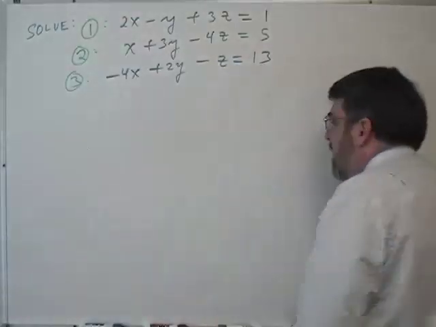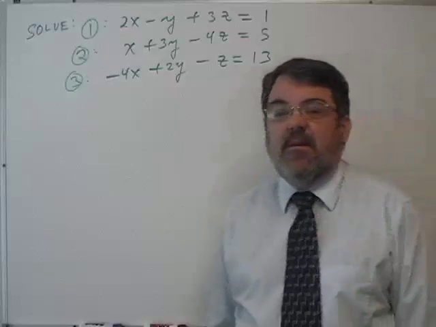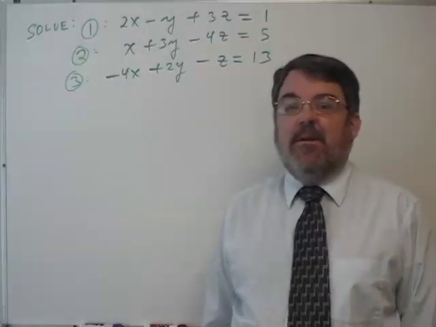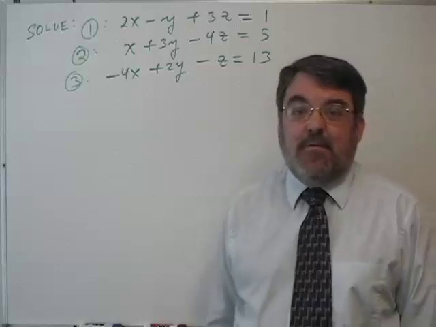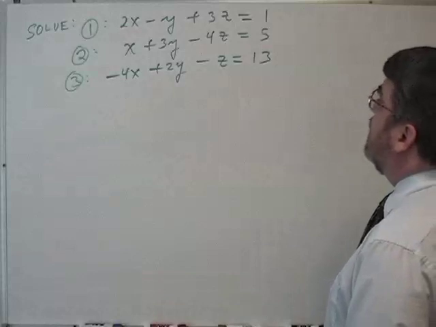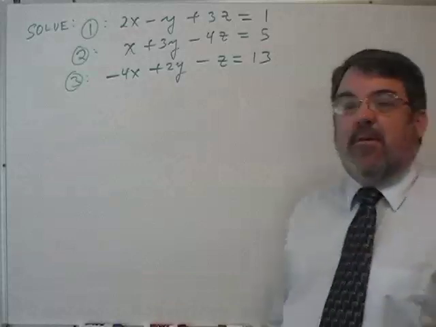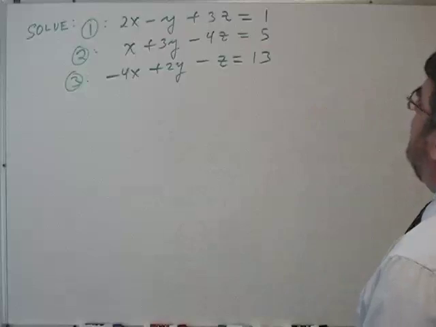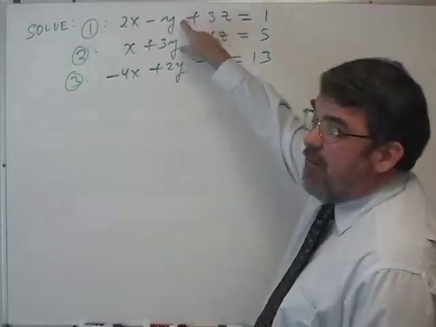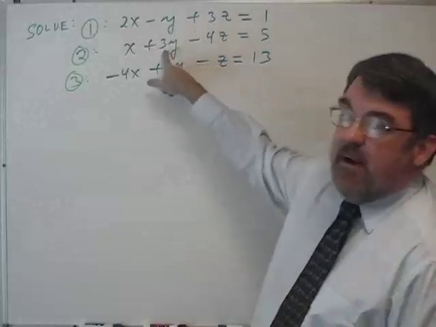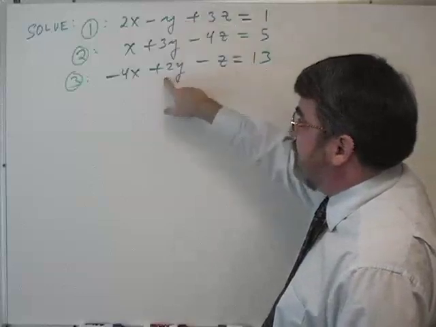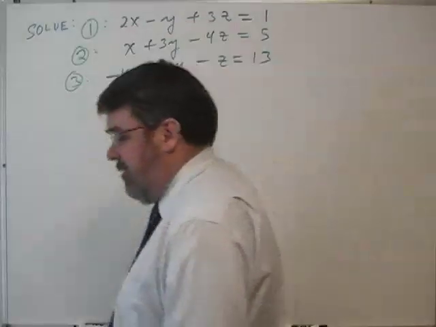Now the technique for solving these is really quite similar to what you did in the last section. We choose a letter to eliminate. I think they're all good choices, but I would probably pick y. Because if I multiply this equation by 3, then it will cancel with the 3y. And if I multiply this equation by 2, it will cancel with this equation.